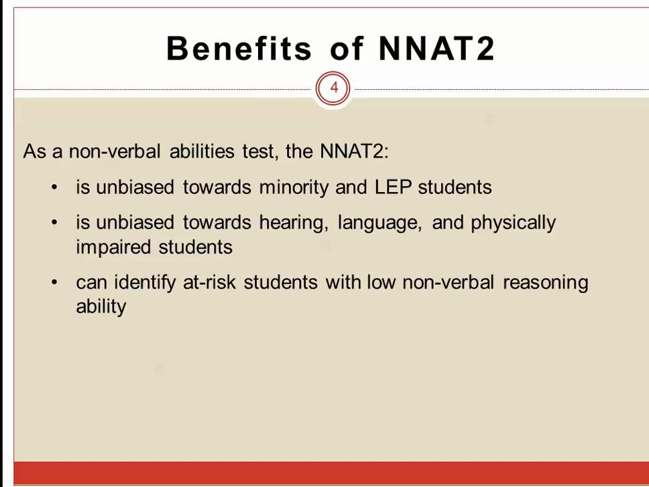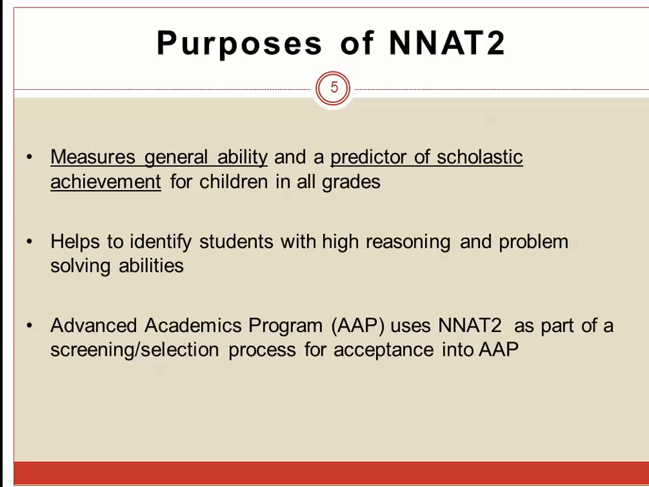So the benefits of the NNAT 2. As a nonverbal abilities test, it is unbiased towards minority and LEP students, is unbiased towards hearing, language, and physically impaired students, and can identify at-risk students with low nonverbal reasoning ability. The purpose of the NNAT 2: It measures the general ability and is a predictor of scholastic achievement for all children in all grades. It helps identify students with high reasoning and problem-solving abilities, and it is used for the advanced academic program as part of their screening process for acceptance into the AAP program.